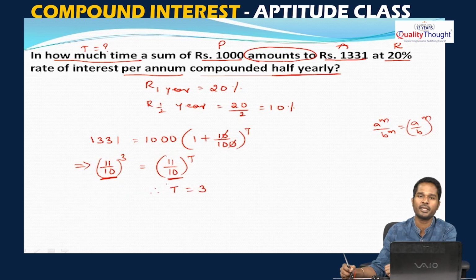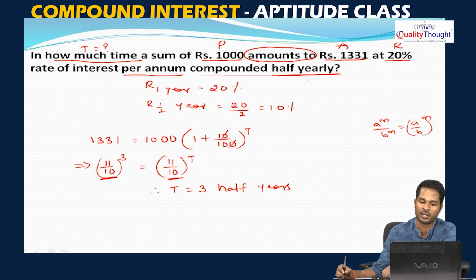Therefore the value of t will be 3. Here 3 is not years, it is 3 half years. We need to remember that the t value is 3 half years because we calculated the rate of interest for half year. So t will be 3 half years, which equals 1.5 years. So the solution is, in 1.5 years a sum of 1,000 rupees amounts to 1,331 at 20% rate of interest when it is compounded half yearly.